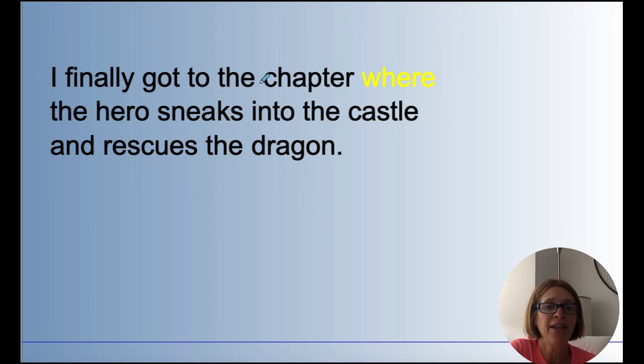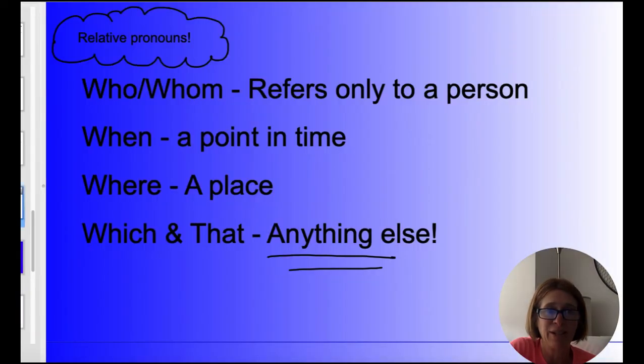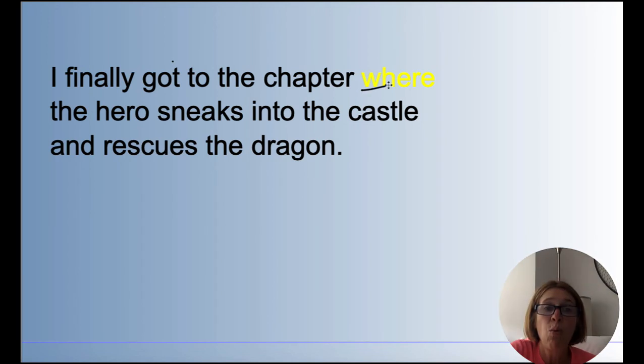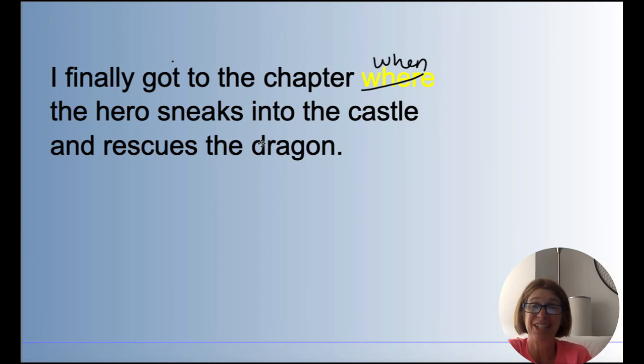Okay, I finally got to the chapter where the hero sneaks into the castle and rescues the dragon. Okay, all right, so let's go back to this again really quickly. Where is a place, when is a point in time. Think about this. I finally got to the chapter when the hero sneaks into the castle and rescues the dragon, because that place in the chapter is when, not where.